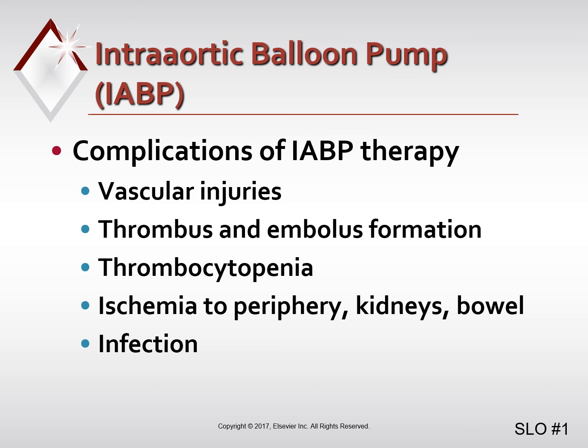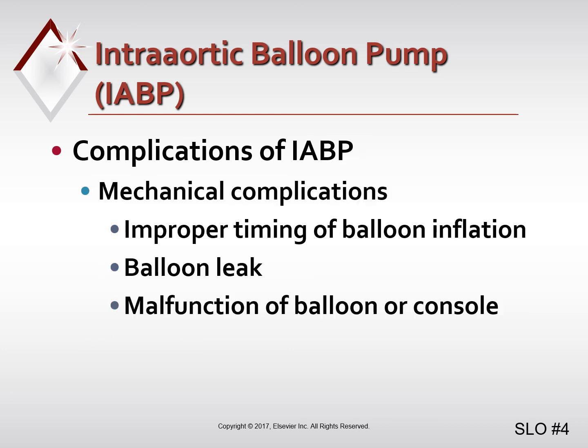The action of the IABP can also destroy platelets, ending in thrombocytopenia. I mentioned ischemia to periphery, kidneys, bowel, and then of course infection, especially because this is inserted through the femoral artery, which is an area that is dark and can breed bacteria as well. So we want to make sure that we keep that site clean and monitor for local and systemic signs of infection.